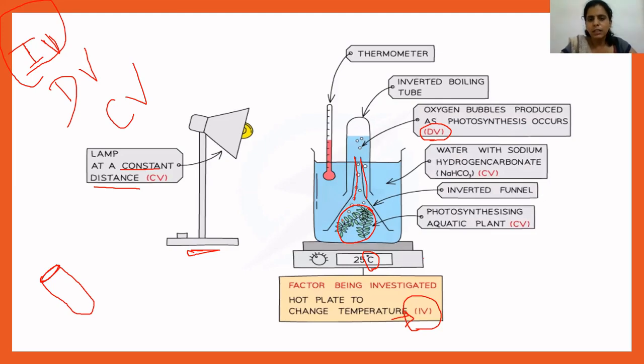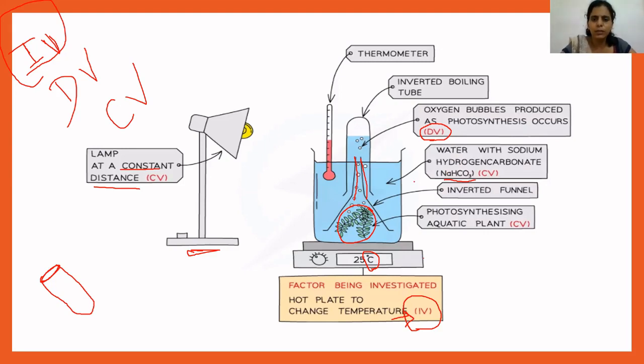Apart from this, another very important raw material for the process of photosynthesis is carbon dioxide. Now the water which we use here is generally tap water, and tap water has very little carbon dioxide in it, almost nil. So what we do is add a salt called sodium hydrogen carbonate. We can also use potassium hydrogen carbonate. Whenever these salts are dissolved in water, they liberate carbon dioxide gas.